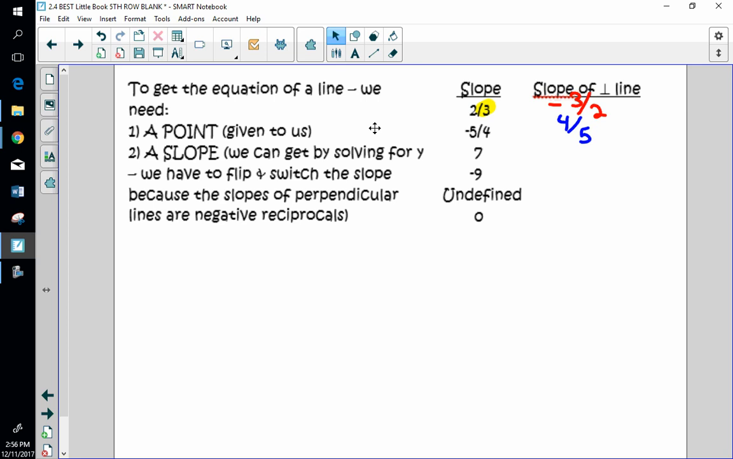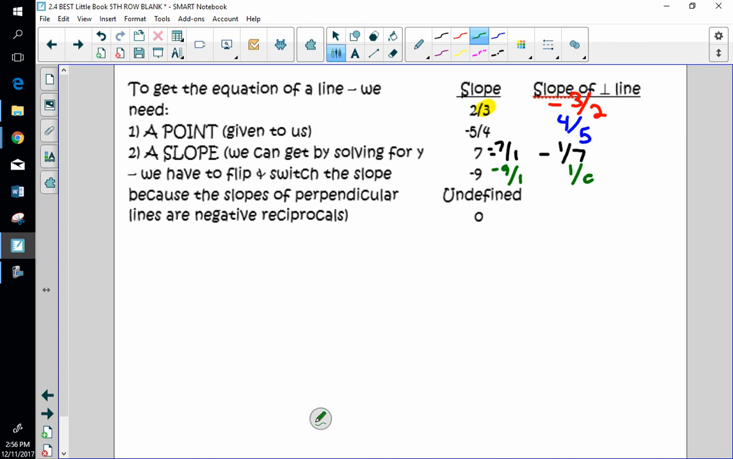For a line that has a slope of 7, as a fraction, it would be 7/1. So if you were going to flip it over, it'll be 1/7, and again, you need to switch its sign and make it negative. For a line that has a slope of negative 9, as a fraction, it would be negative 9/1. If you wanted to flip it over, it would be 1/9, and to switch its sign, it would be positive.